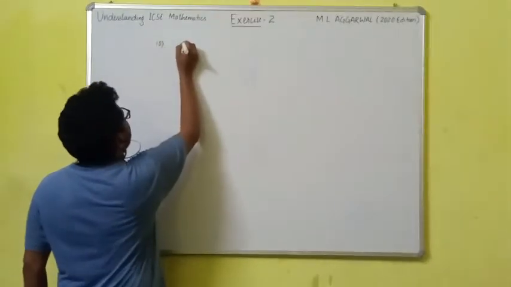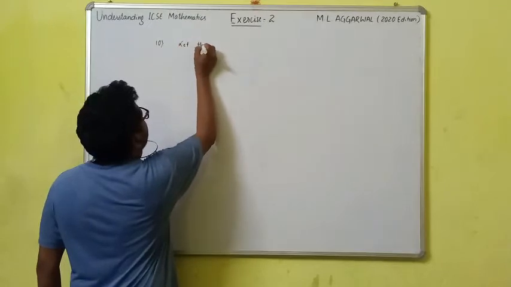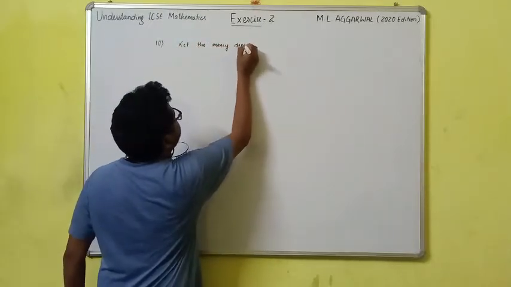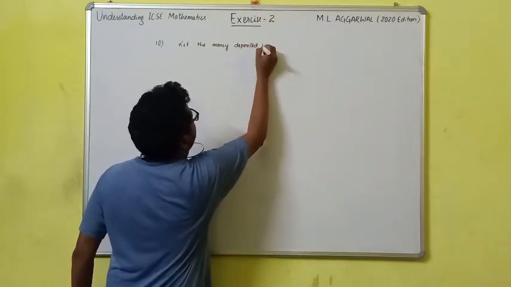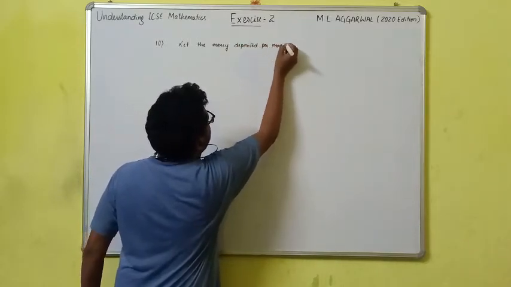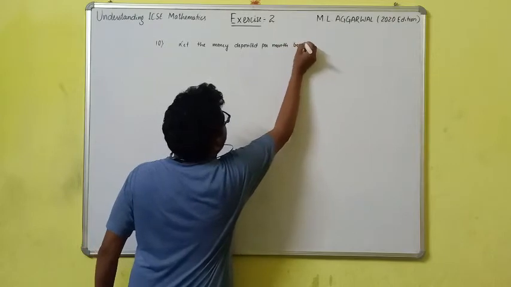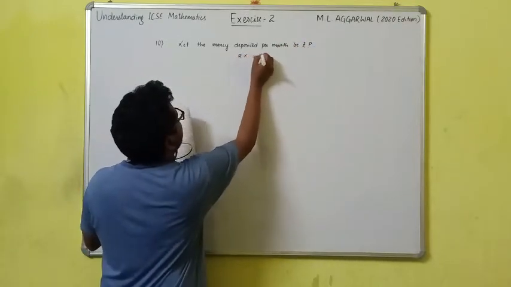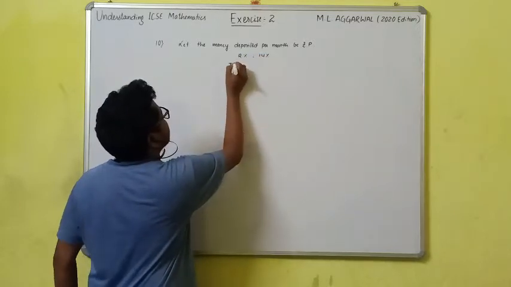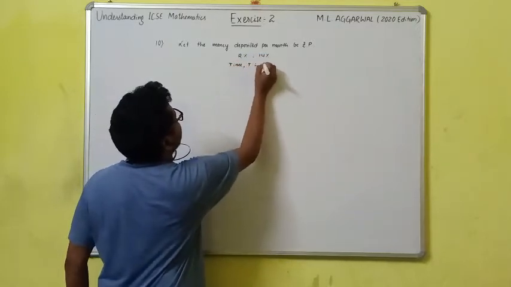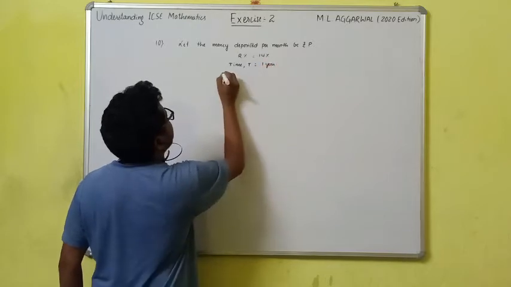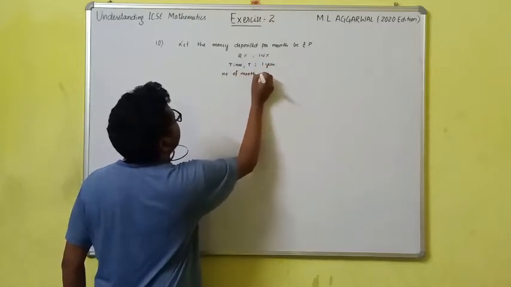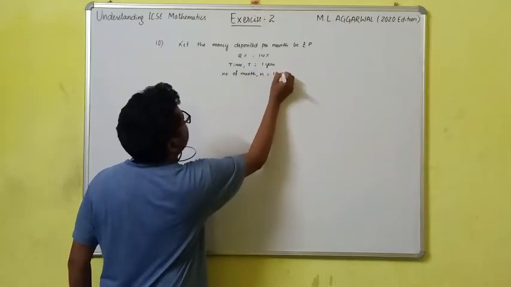First, let the money deposited per month be rupees P. Here R is equal to 14%. Time T is equal to 1 year. So here you can write the number of months, n, is equal to 12 months.